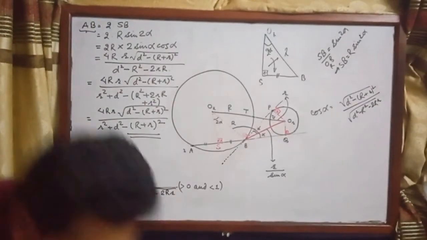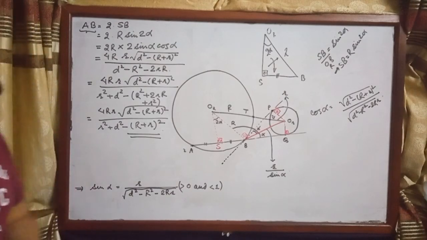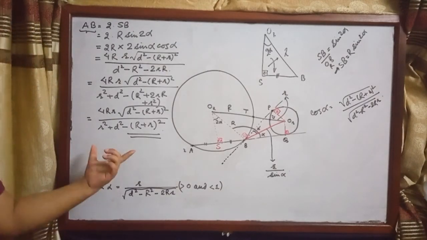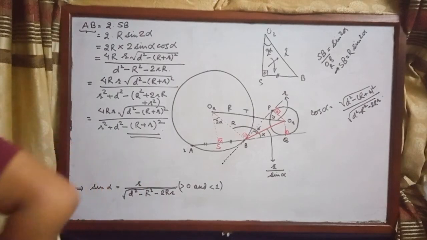That's all about this question. We've expressed AB in terms of R, D, and capital R.